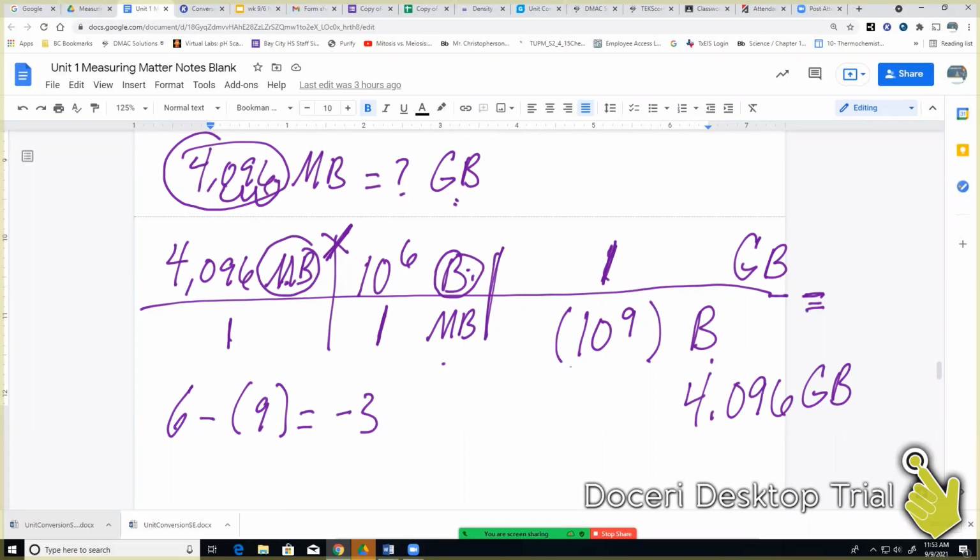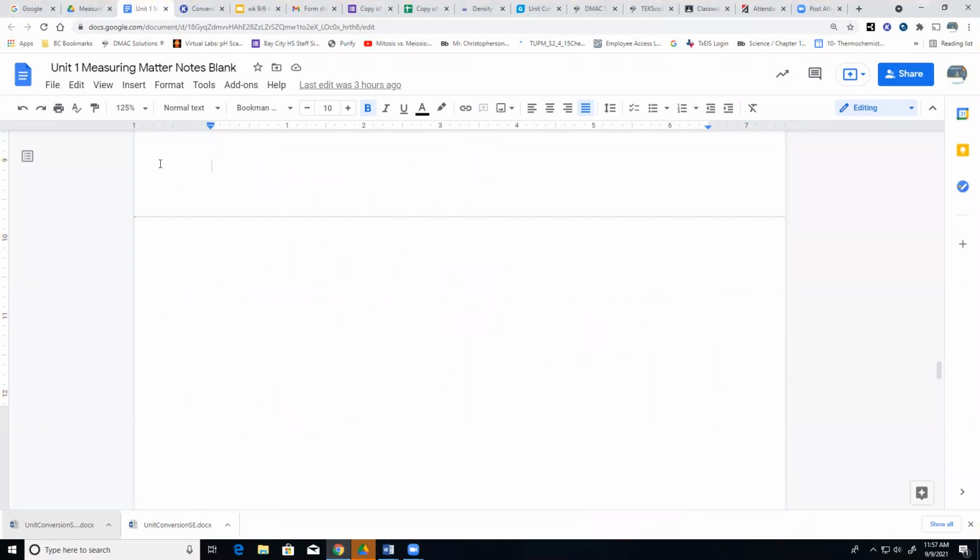Now I'm going to show you one where you can't do it that way, because that system of messing with the exponents only works if you say metric and metric. If you'll pull out your handout you got today and go to the very last one, I think it's the very last problem.